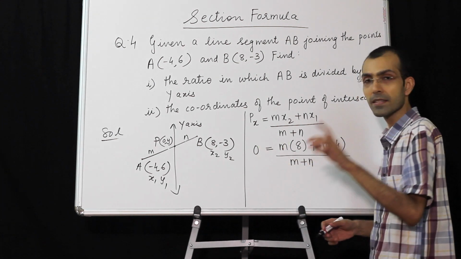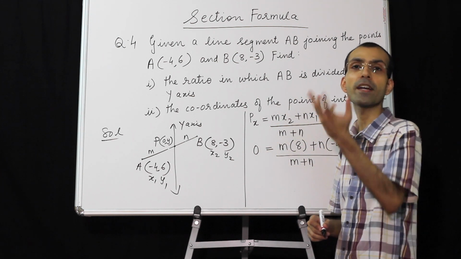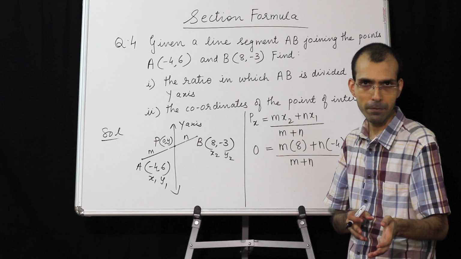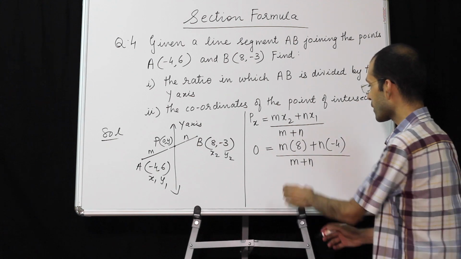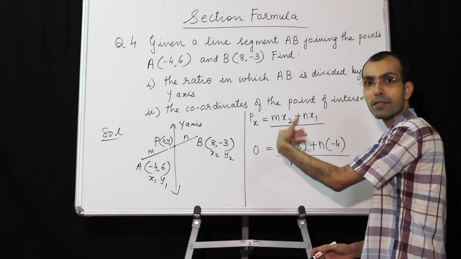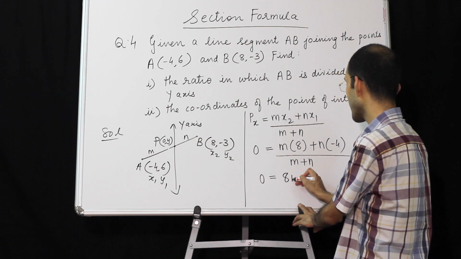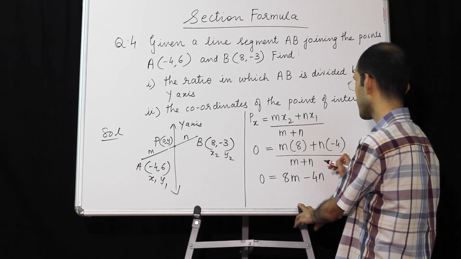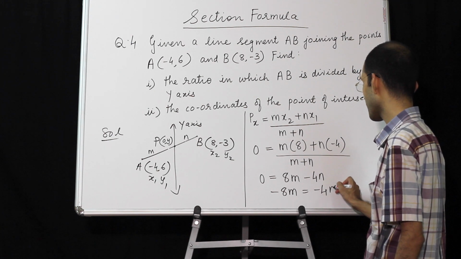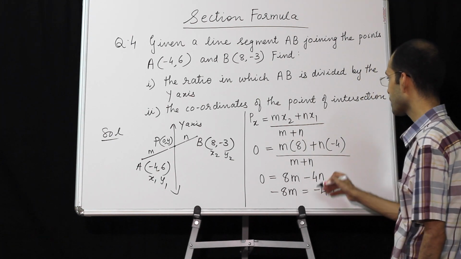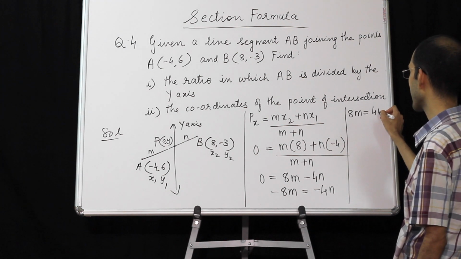Now what to do? Cross multiply. What is our target? Find the ratio in which. That means we want to find m is to n. So it is not necessary that we find m, then we find n separately. We just want to find m is to n, directly the ratio. Cross multiply, m plus n into 0 is 0. Anything into 0 is 0. So 0 is equaling 8m minus 4n. Minus 8m is equaling minus 4n. So minus minus will balance each other. So 8m is equaling 4n.